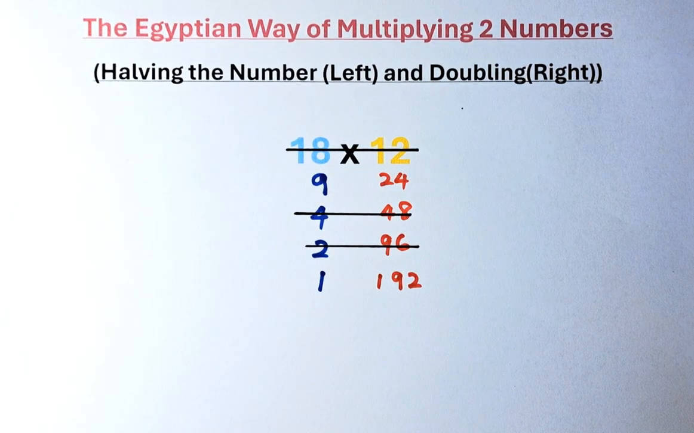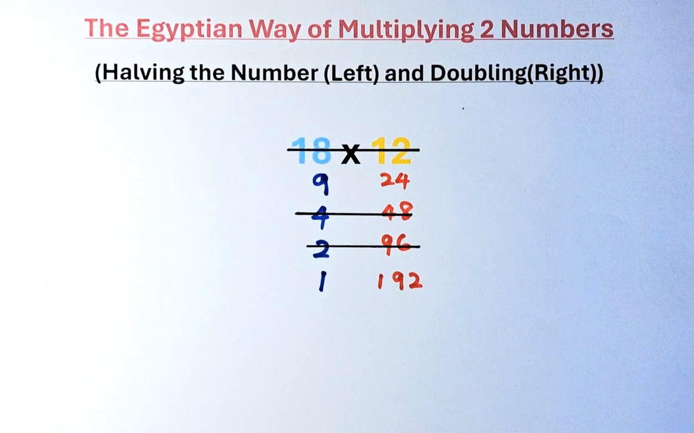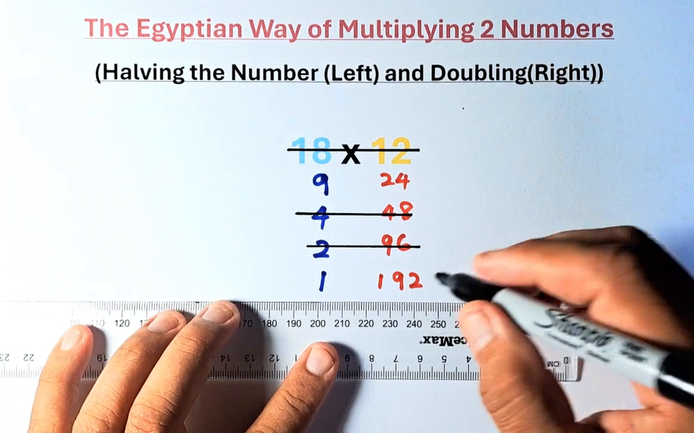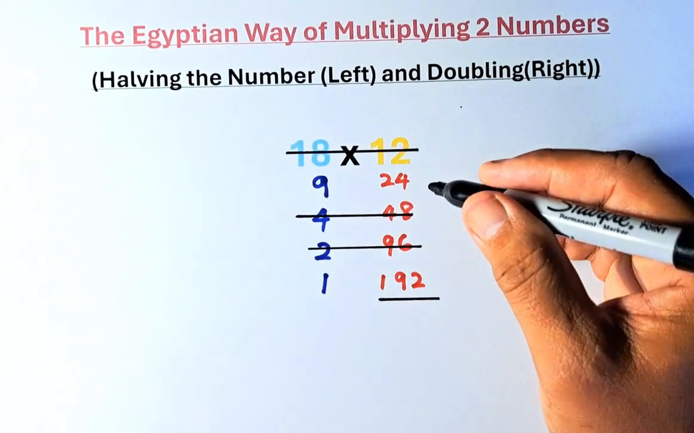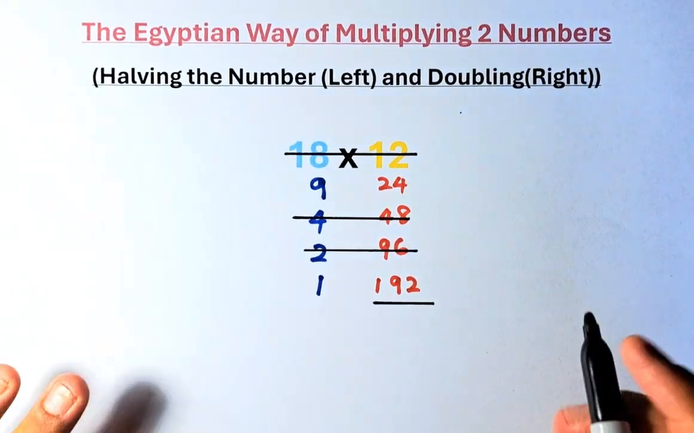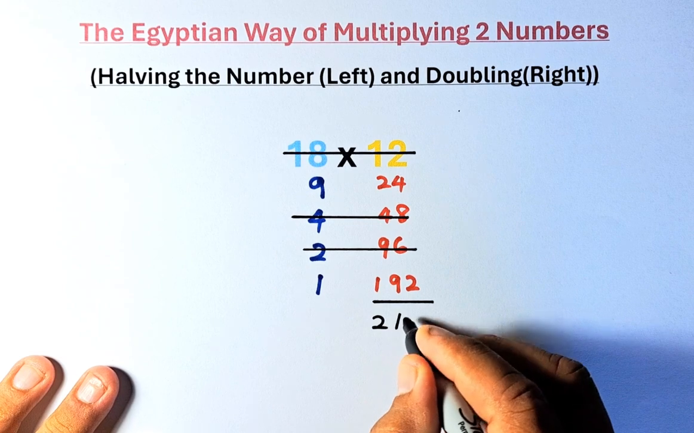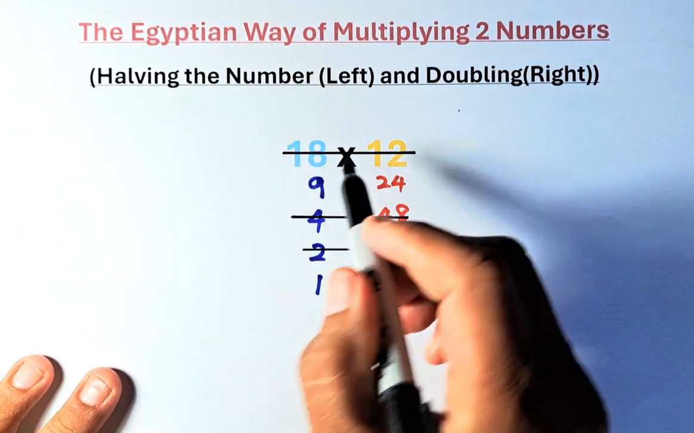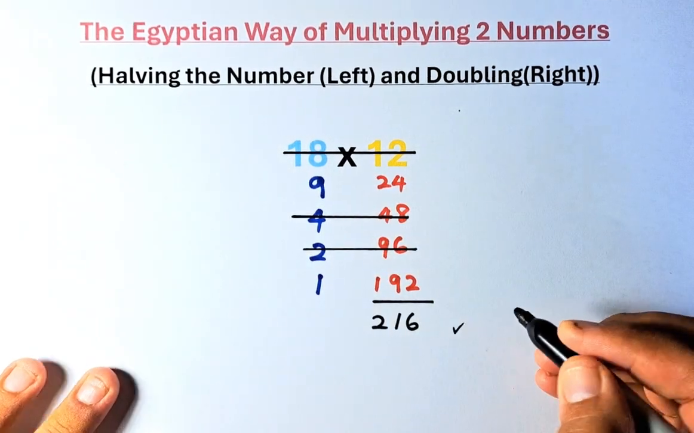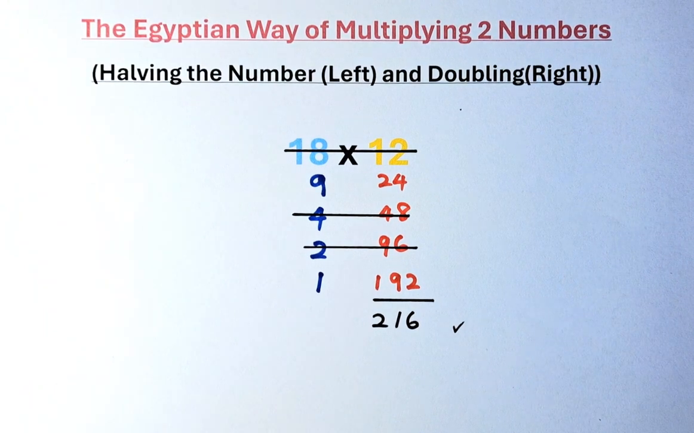So what we're going to do, we are going to ignore the numbers on the left. We are only going to add the numbers on the right. So if you add 24 plus 192, I'm going to draw a line here, okay? You just add these two numbers, 24 plus 192, and the answer is going to be 216. So check with me, 18 times 12, is it 216? I believe it's right.